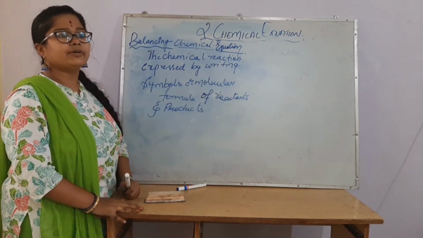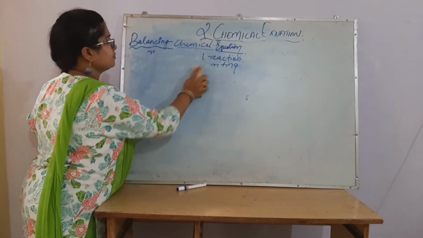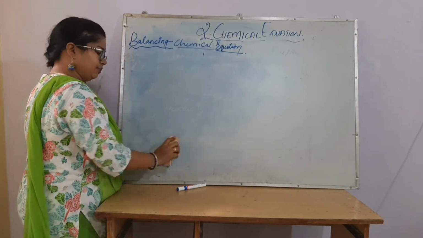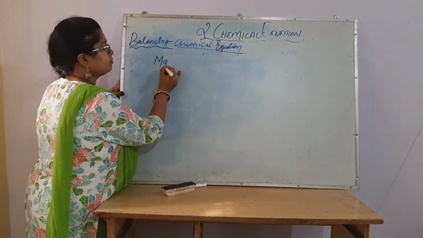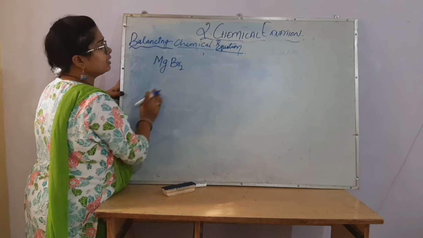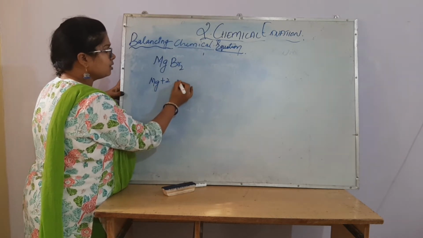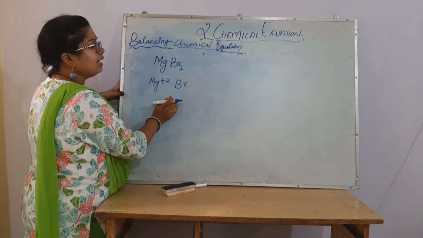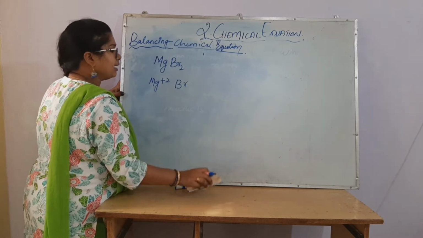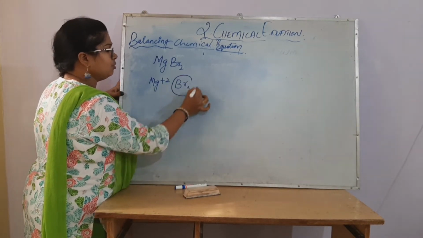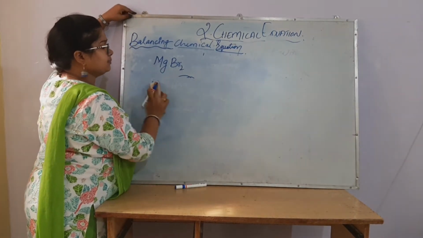When you write a molecular formula, see, Mg Br2. If it is like this, it means Mg plus 2 Br combined to form what? Mg Br2. Another example: Mg plus Br2, two atoms of Br combine to form what? Mg Br2.